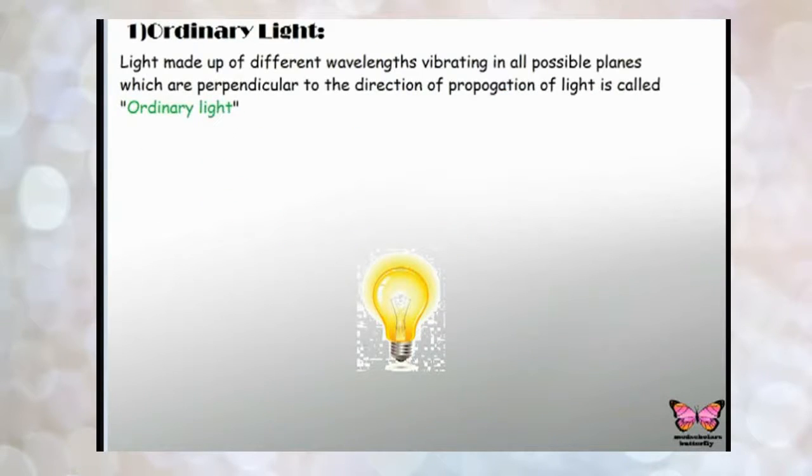Ordinary light. It is light made up of different wavelengths vibrating in all possible planes which are perpendicular to the direction of propagation of light. You didn't get it, right? It is simple: when we talk about a light bulb, it emits light in all directions, so it releases small packets of light in various perpendicular directions. That is ordinary light, which comes from ordinary substances.